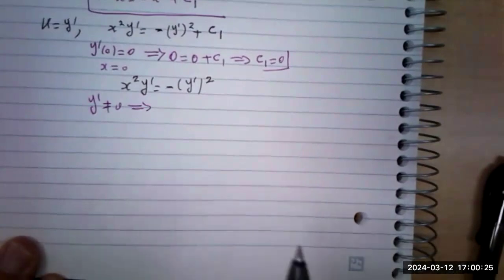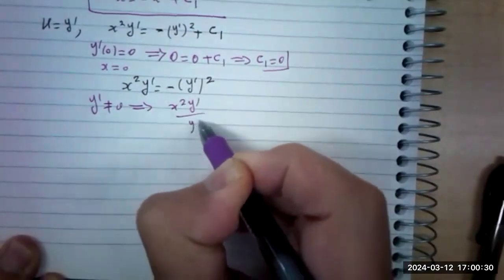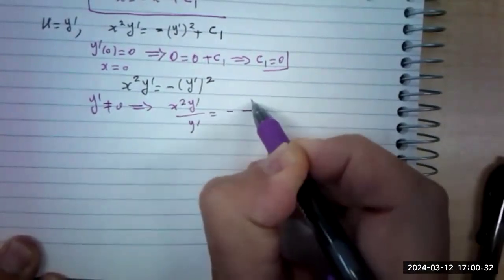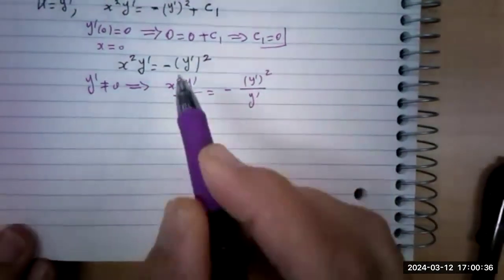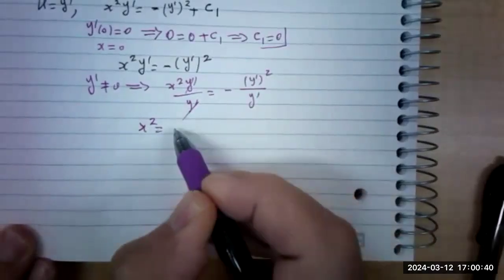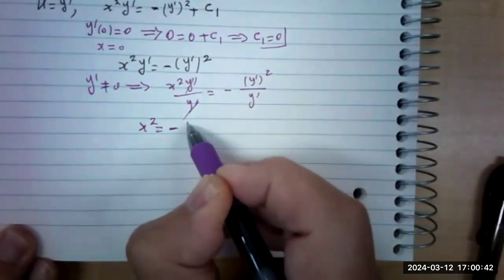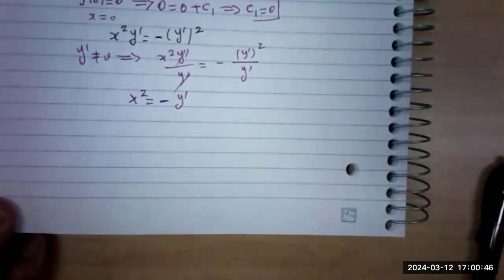Okay, so I just showed you that I did divide it. That gives you y prime, and this is going to be negative y prime squared divided by y prime. So in that case, you simplify the y prime, and that gives you x squared equal to the negative y prime, which is very easy to solve now.